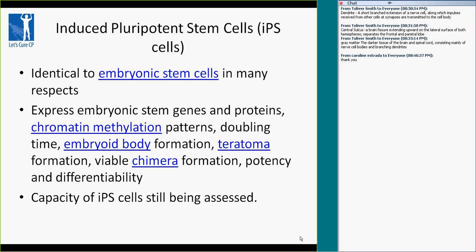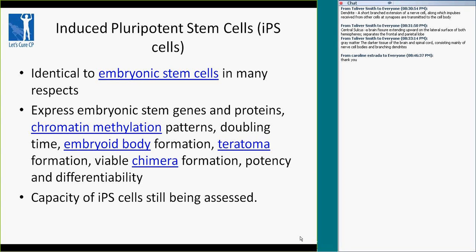But the capacity and how much control is going to be necessary is still being assessed. Like I said, they're very, very new. We've started to work with some of these in our labs, and we've got a colleague who's very interested in these cells. But we've only just begun working with them.